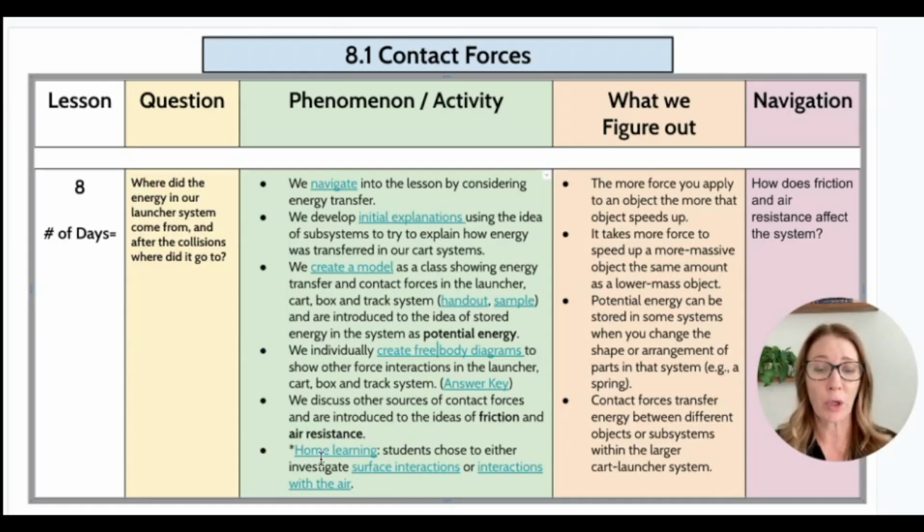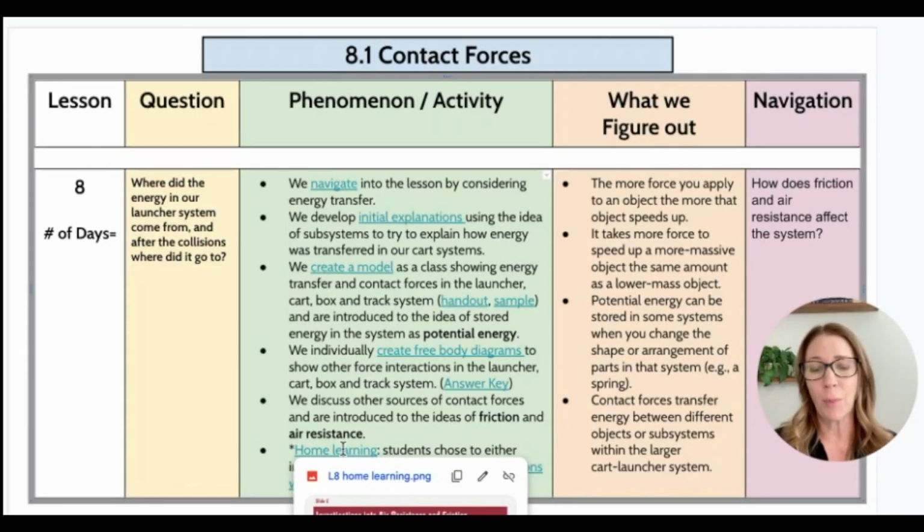And then there's a home learning. There are two different handouts, and students have a choice to either investigate surface interactions like friction or interactions with air resistance. You give them four index cards and a rubber band, you send it home and they do this. Here's a slide to help them make a choice. One uses a shoe. The setup says you can make extra copies in case they want to investigate both, but you can also do this in class. It doesn't have to be home learning.